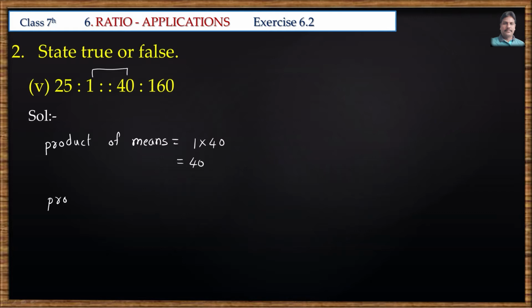Now calculate the product of extremes. What are the extremes? 25 and 160. 25 into 160. 25 0s are 0. 25 6s are 150. 25 1s are 25. 25 plus 15, it will be 40. This will become 4000. So both the products are different. Therefore, it is a false statement.